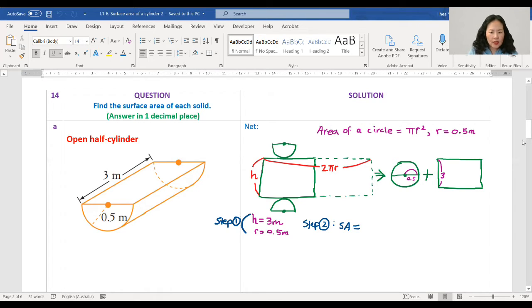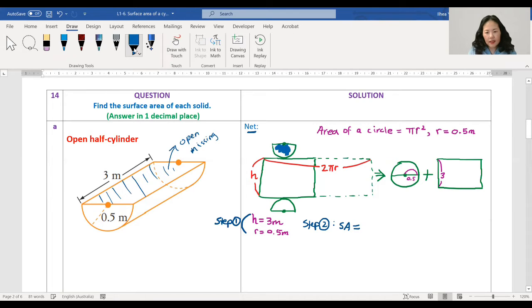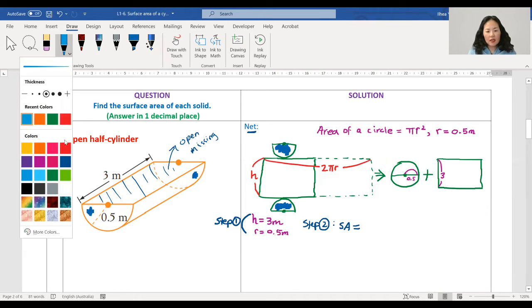So this part, the top part, is open. Open meaning missing. So if I draw the net of this open half cylinder, I will get half a circle here, right there, and here, okay? So these are these parts, and then these parts here. And then the body is a rectangle, but it's half of a rectangle now, isn't it? Because the cylinder is halved.